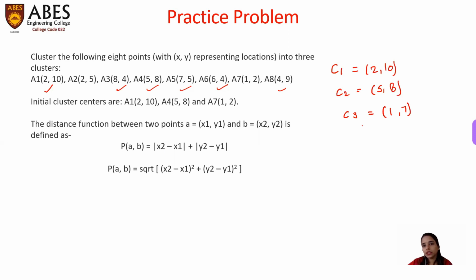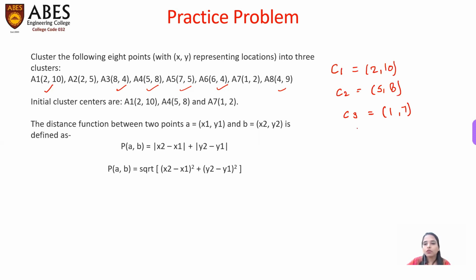Okay, but one thing we need to understand is that if we take data points which are nearby, then there is no use of this algorithm. We need to choose different cluster centers which are as far from each other as possible. So that's why we have taken A1, A4, and A7 as the 3 centers of the 3 clusters.